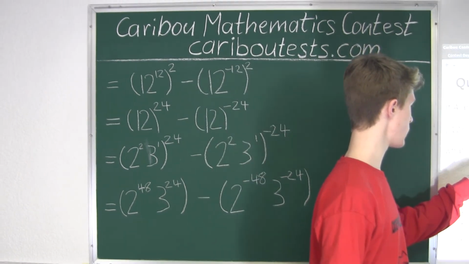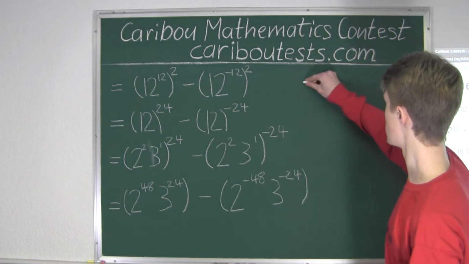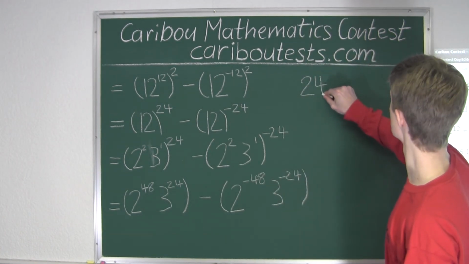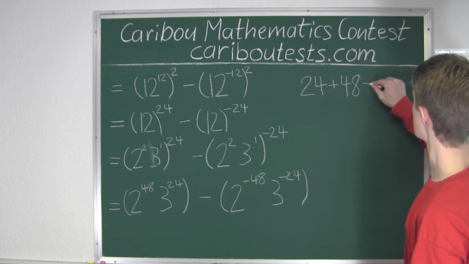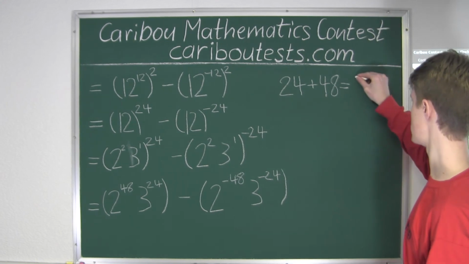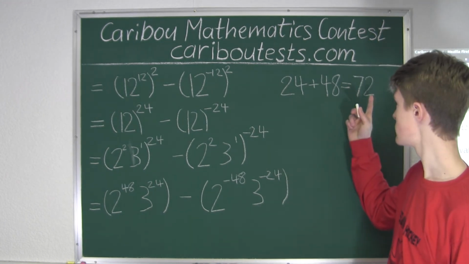And we want to find out what is the value of A plus B. Well, that is just 24 plus 48, and that is equal to 72. So the value of A plus B is 72.